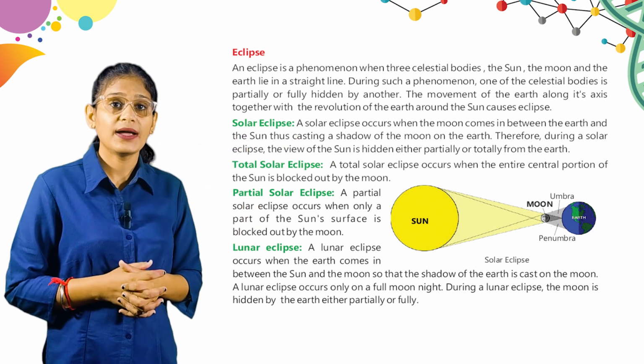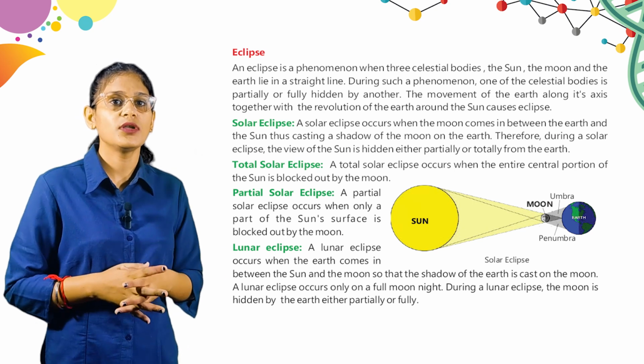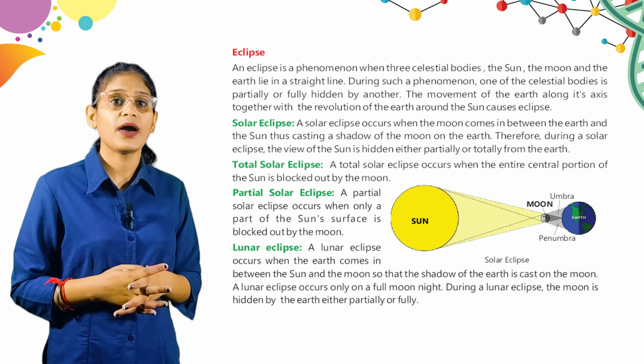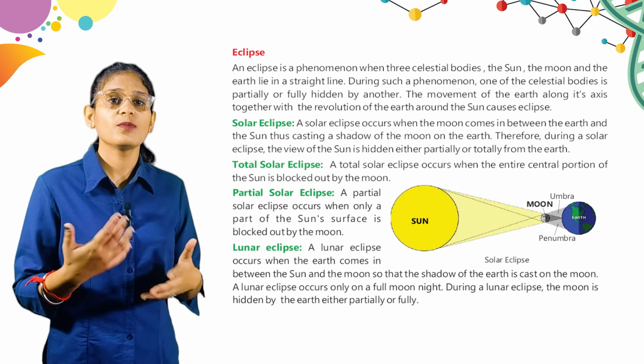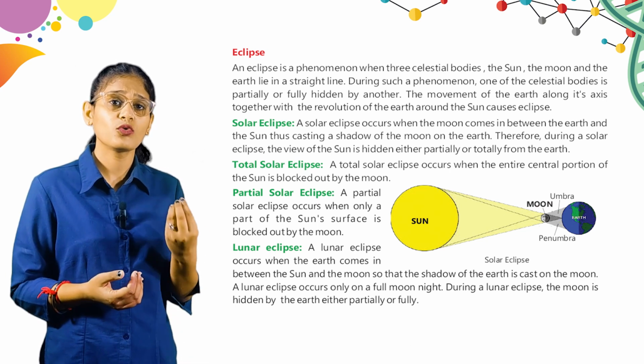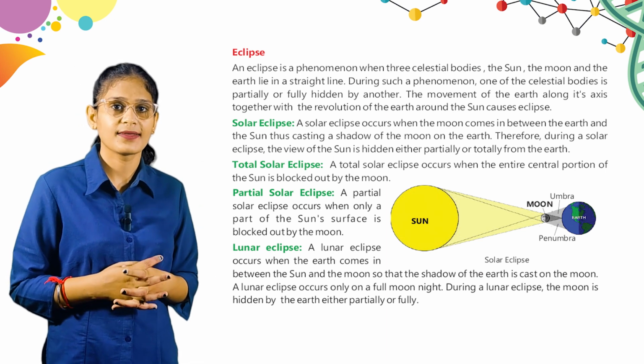Second we have partial solar eclipse. A partial solar eclipse occurs when only a part of the sun surface is blocked out by the moon. That means partial कब होगा? जब आपका मून जो है वो कुछ ही पार्ट को सन के हाइड करता है. That is partial.